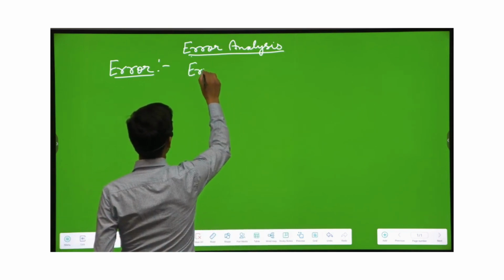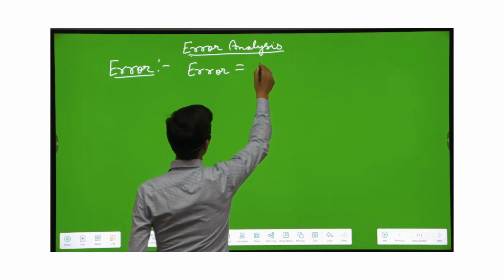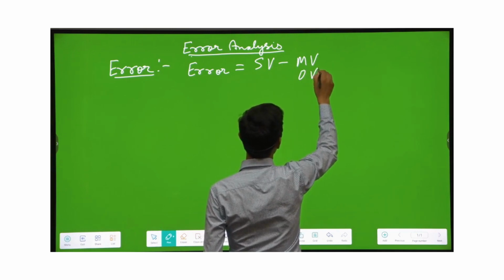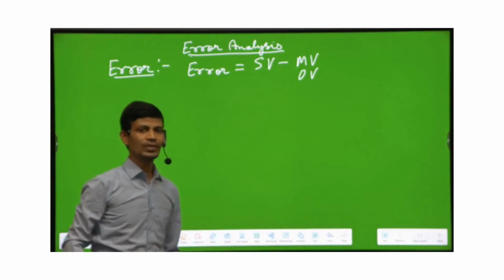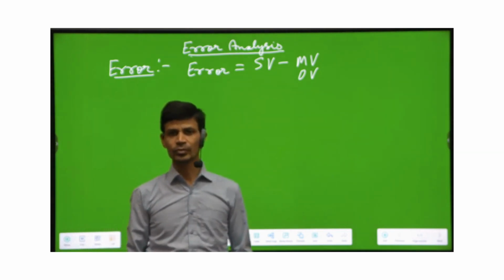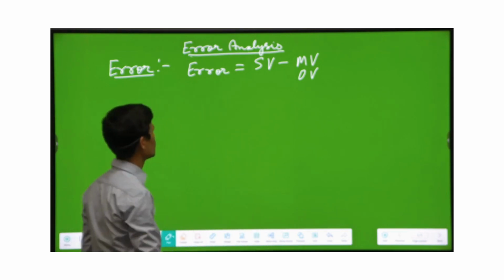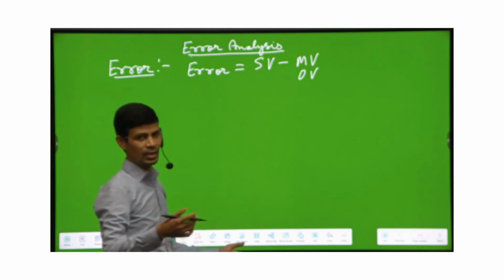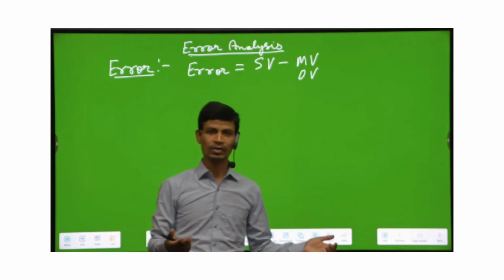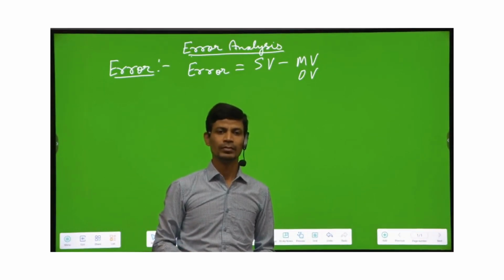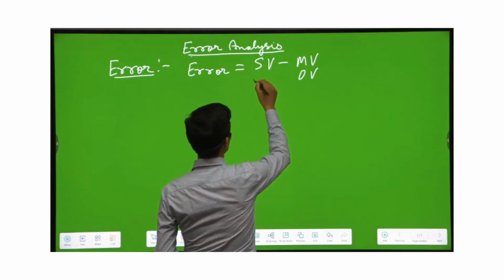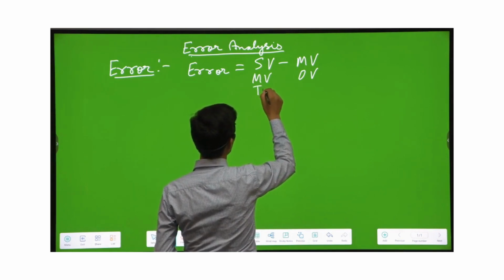So error is standard value minus measured value or observed value. In the place of standard value, because there are many cases where there is no standard value, in such a case we measure that particular quantity several times through some measuring instruments, and we take the mean of that. So it is also the mean value, or we can say the true value.